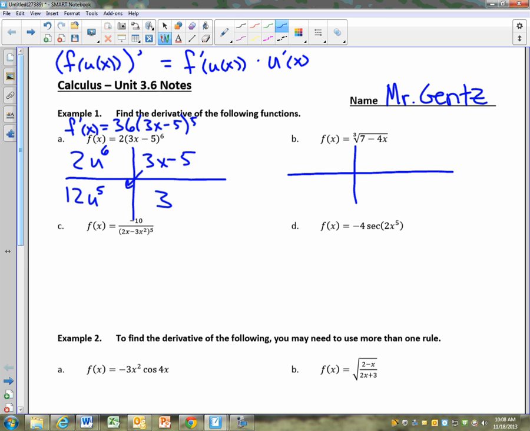B, what's the inside? Seven minus 4x. Okay. What's the outside? U to the 1/3. What is the derivative of u to the 1/3? How about 1 over 3u to the 2/3 power?